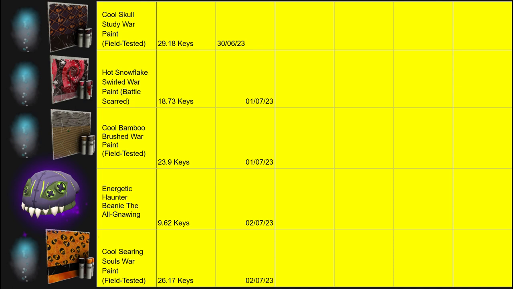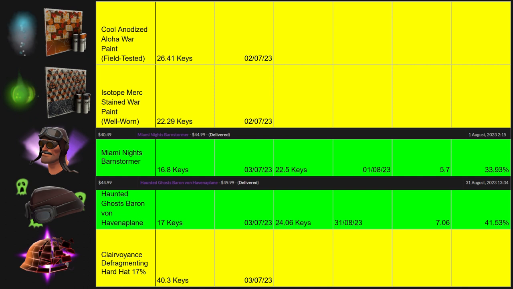Again, the other two effects will look so much better on this, and I think that this paint is overrated. The only reason I bought it is the price. Cool Anodized Aloha Warpaint Field Tested. A very average looking warpaint for a decent price. Cool doesn't work nearly as well as the other two effects on this.